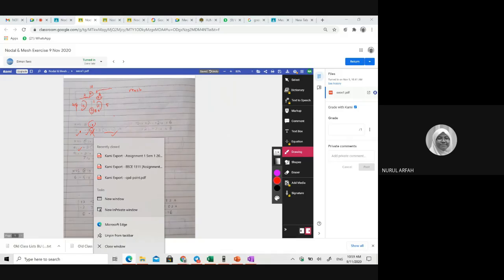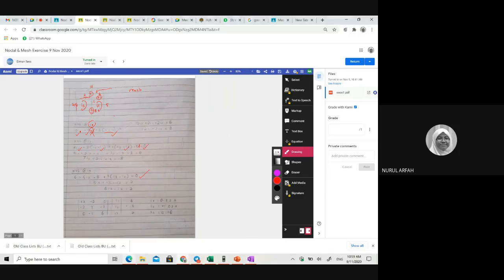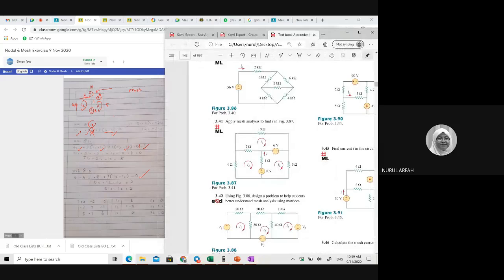Wait, this is 3.41. Let me check. Do I have it or not? Because sometimes, yes, I do have the solution, but in my solution they changed the value and the answer, so it's wrong. So I don't have the solution. Let me check if it's correct. 3.41.